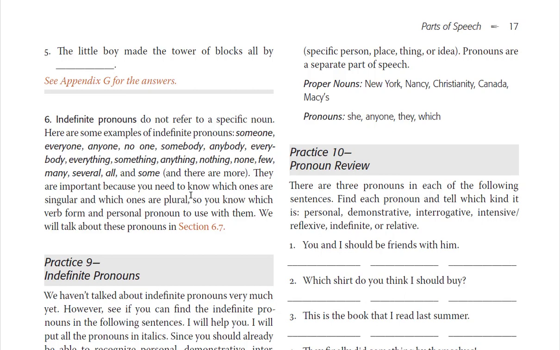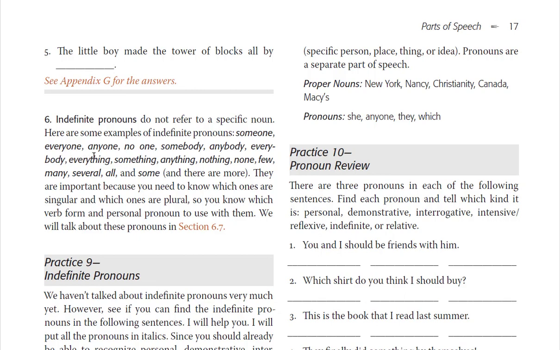Indefinite pronouns are like everyone, anyone, no one, somebody, anybody, everybody, everything, something, anything, nothing, none, few, many, several, and all. Indefinite pronouns do not refer to a specific noun. So you don't know who that person is. So therefore it's indefinite. Indefinite pronouns are important because you need to know which ones are singular and which ones are plural, so you know which verb form and personal pronoun to use.